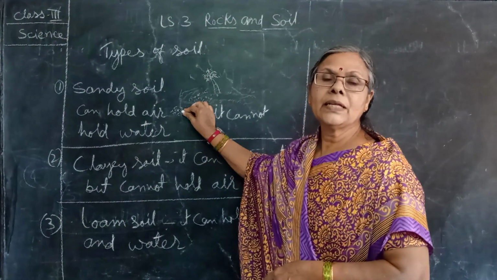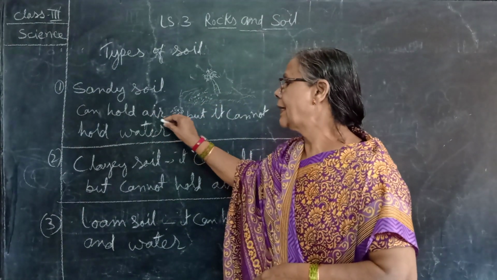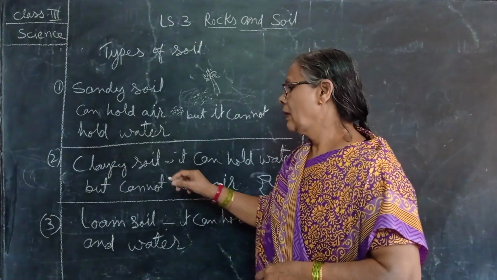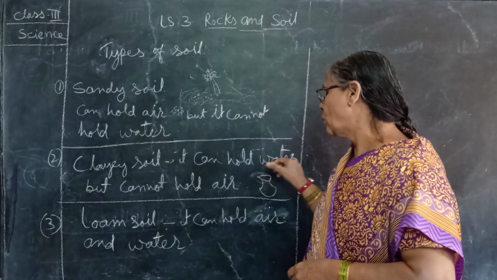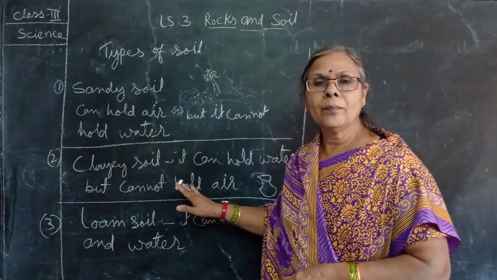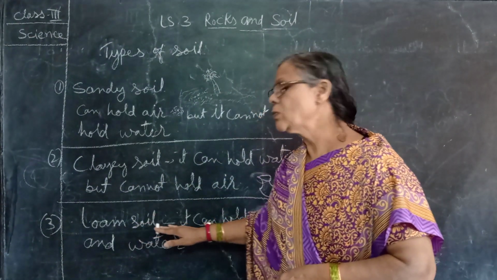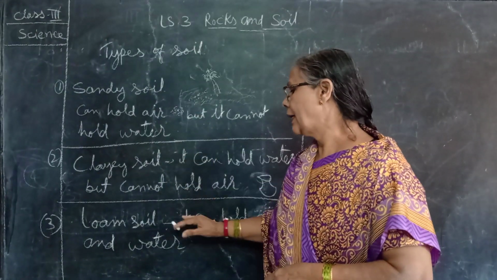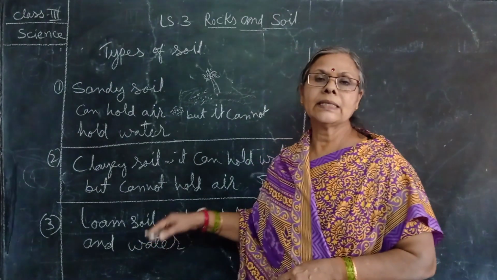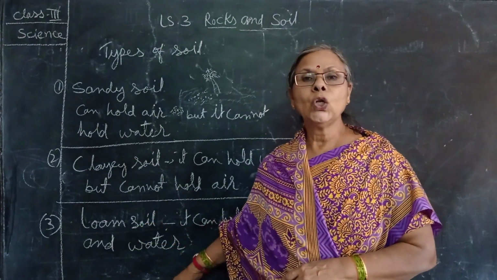So in this type of soil, very few plants can grow. It can hold air but cannot hold water. And second, clay soil: it can hold water but cannot hold air. That's why very many plants cannot grow in this type of soil. And loam soil is the mixture of both. Loam soil can hold air and water. An equal amount mixture of both these soils is called loam soil.